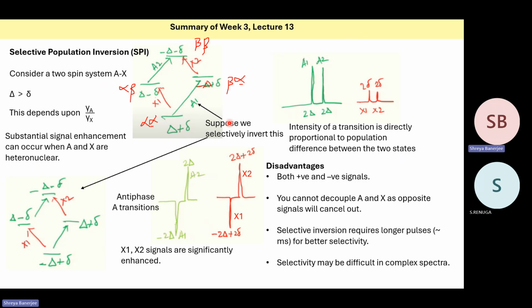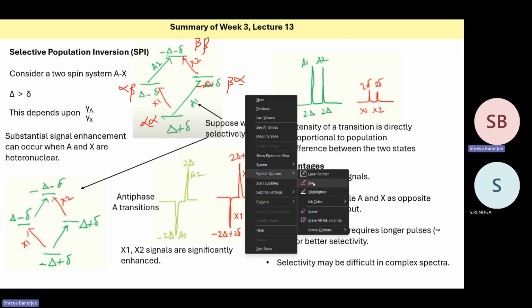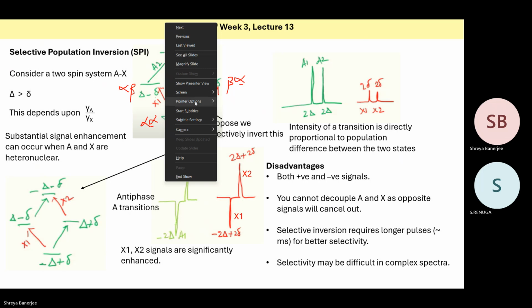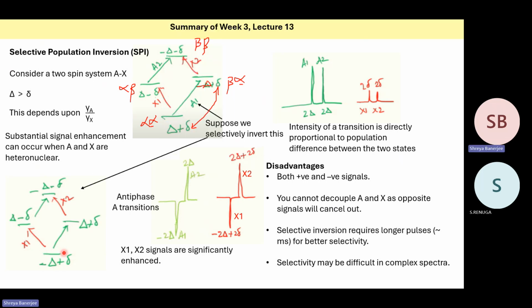Now we will selectively invert the A1 population. What does this mean? Again, you imagine 4 energy levels. Population of beta beta remains same. Population of alpha beta also remains same. But these two populations will invert. So this population and this population will exchange. So the alpha alpha will have a population of minus capital delta plus small delta, and beta alpha will have a population of delta plus delta.